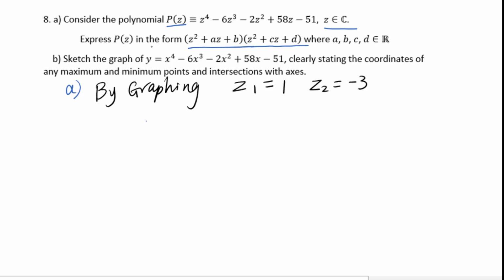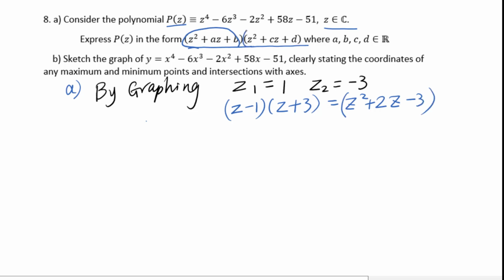Since we want to express p of z in the form of this, we will change the roots into factor form. That is z minus 1 times z plus 3. For you, we will get z squared plus 2z minus 3. We need to figure out this other part. We can use synthetic division.